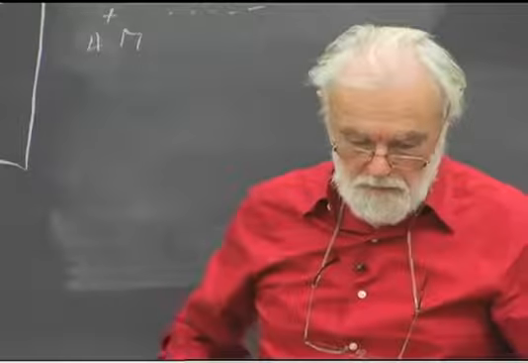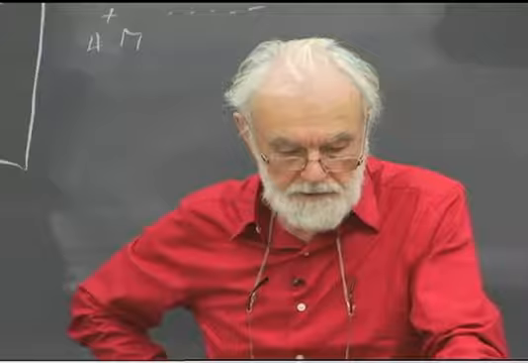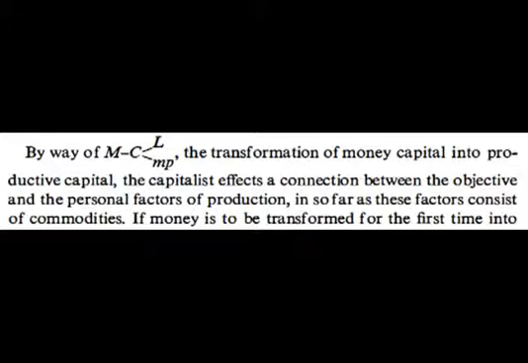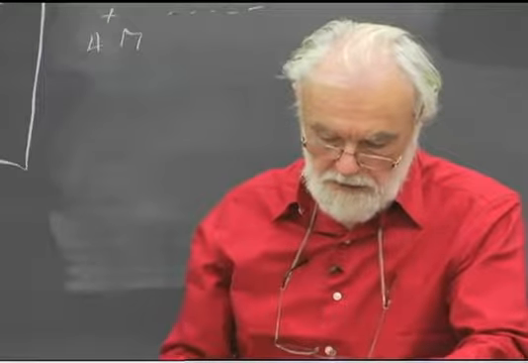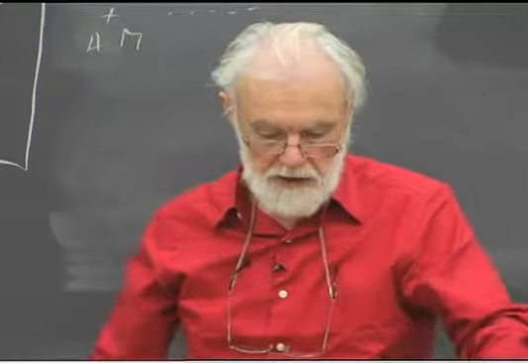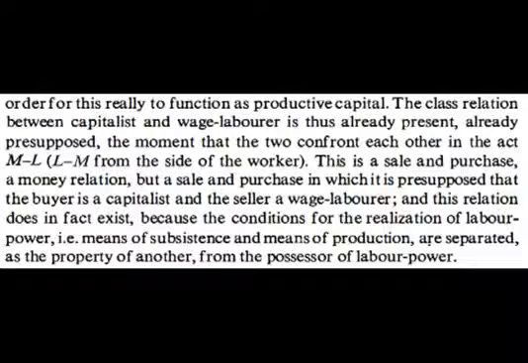Now, what then happens is that on 114, Marx says, by way of this first money into commodities, labour and means of production, the capitalist effects a connection between the objective and the personal factors of production, insofar as these factors consist of commodities. Now, on the next page, he then talks about the fact that this can only work as capital if, he says about the middle of 115, the class relation between capitalist and wage labourer is already present, already presupposed. The moment that the two confront each other in the act, money into labour power.